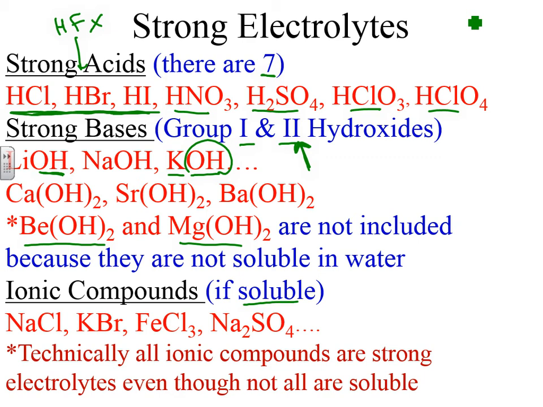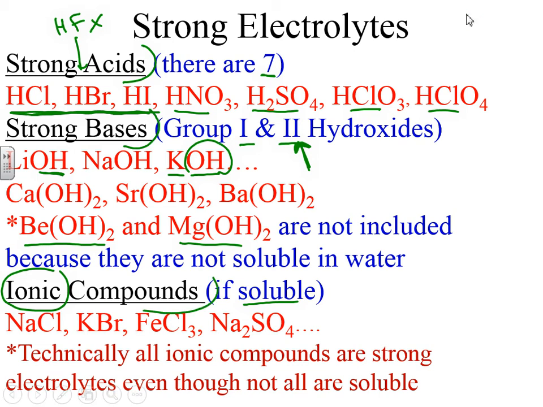So technically, all ionic compounds are electrolytes because they contain ions, and ions are what you need to conduct electricity. If an ionic compound dissolves, it will break apart, and that's the idea. So this looks like a lot, but really what we're saying is strong acids are strong electrolytes, strong bases are strong electrolytes, and ionic compounds are strong electrolytes. It's just a list of them.